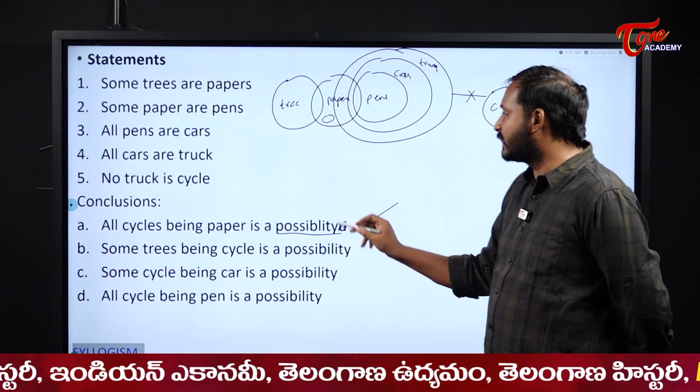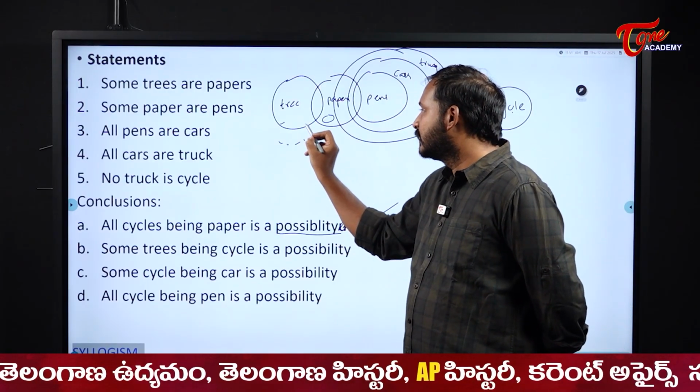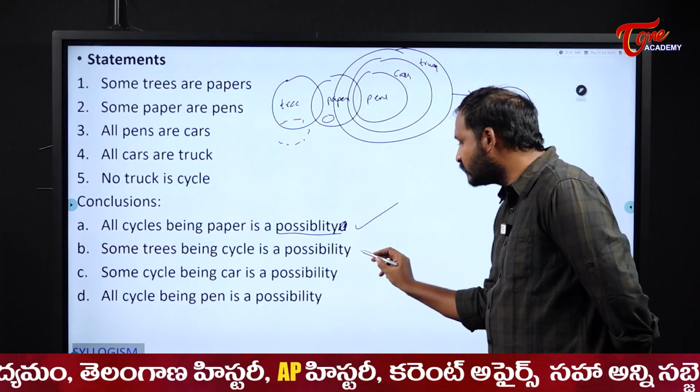Next, some trees being cycle is a possibility. According to the basic diagram, that is false. But I will try to draw the cycle with trees. Is it possible for me? Yes, it is possible. Then that is also true.